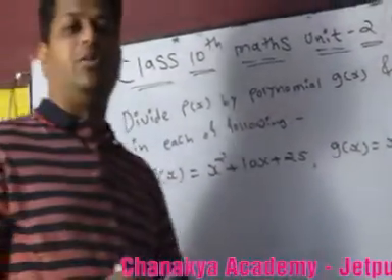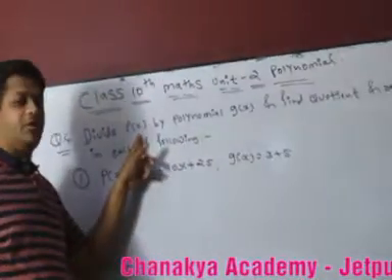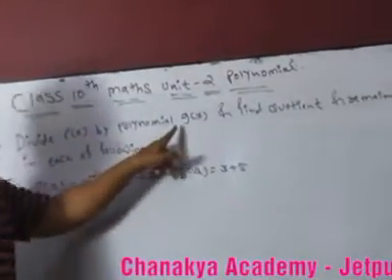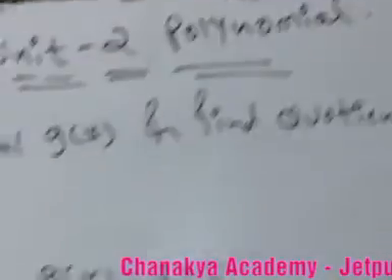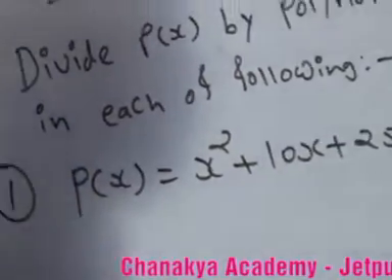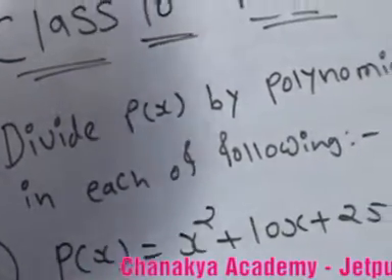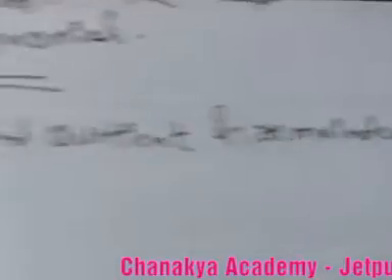Okay students, now we are moving with one of the important methods. Divide p of x, that is our dividend polynomial, by polynomial g of x, that is our divisor polynomial, and find quotient and remainder in each of the following. I know what you are confused about: what is our dividend polynomial, what is our divisor polynomial, what is our quotient polynomial, and what is our remainder polynomial.